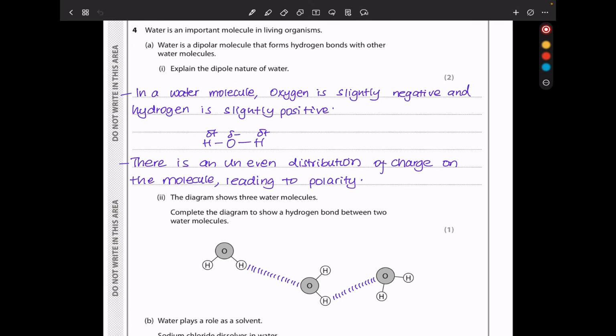If we look at this water molecule, these bonds are polar. The oxygen-hydrogen bonds are polar. This means hydrogen is somehow positive in comparison to the oxygen, which is partially negative. So these are the ones showing the polarities. So I said in a water molecule, oxygen is slightly negative and hydrogen is slightly positive, or the hydrogens are slightly positive. There is an uneven distribution of charge on the molecule leading to polarity.